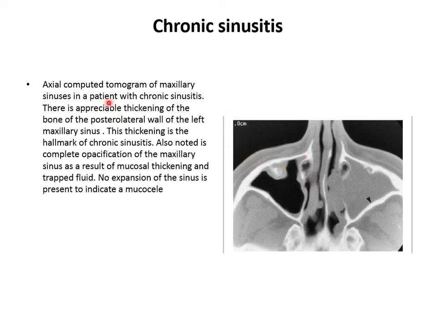And on this axial CT of the maxillary sinus in patients with chronic sinusitis, there is appreciable thickening of the bone of the posterolateral wall of the left sinus. This thickening is the hallmark of chronic sinusitis. Also noted is complete opacification of the maxillary sinus as a result of mucosal thickening and fluid. No expansion of the sinus is present to indicate a mucocele.